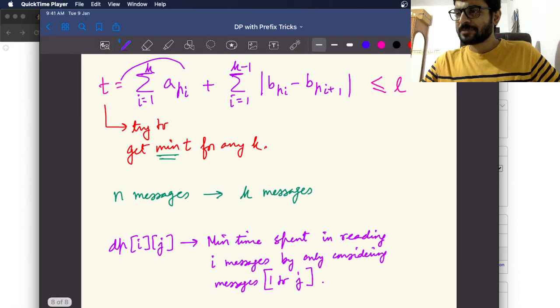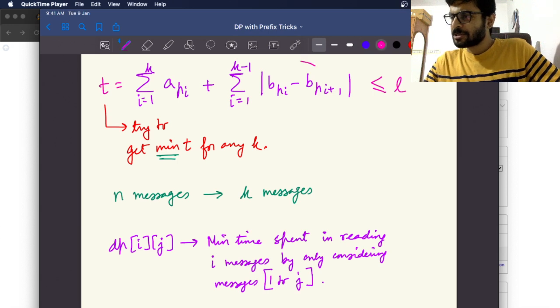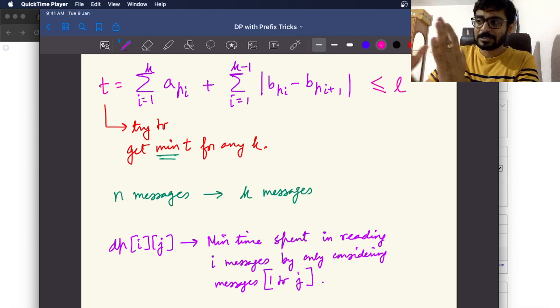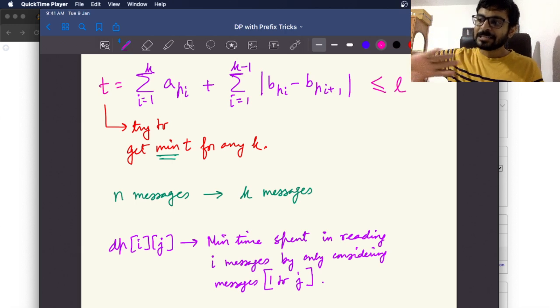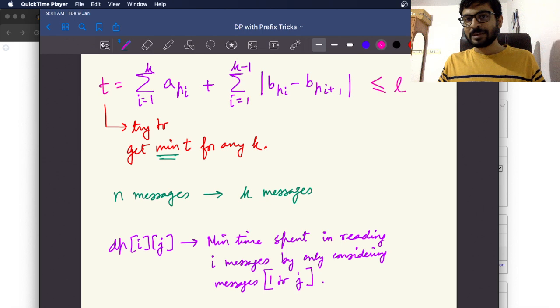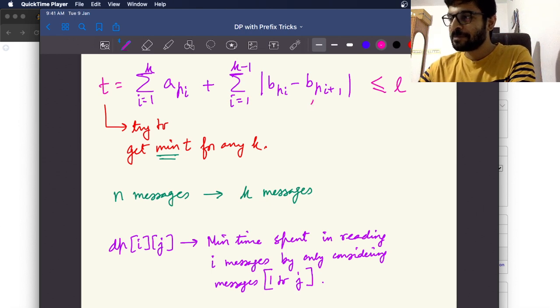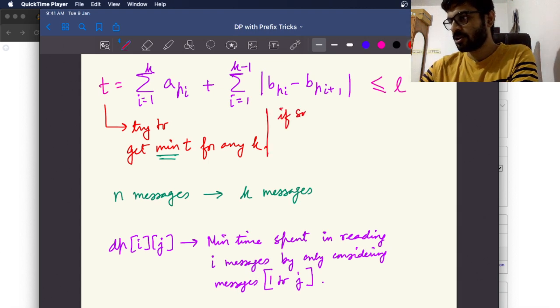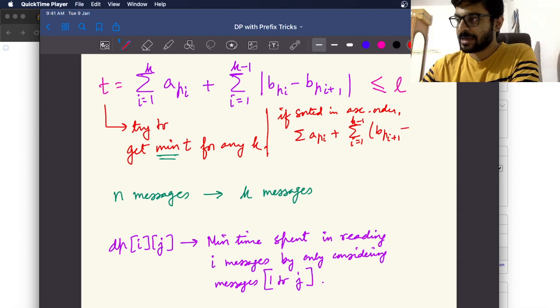Now, this particular term is fine, take the minimum, fine. But this particular term is a bit weird because this absolute value function needs a lot of minus plus adjustments. Whenever we have this kind of an absolute value function, if the elements are sorted in ascending order, then this can always be said as b of pi plus 1 minus b of pi. So it is the summation of a of pi plus, I can get rid of the absolute value, i equal to 1 to k minus 1, b of pi plus 1 minus b of pi.